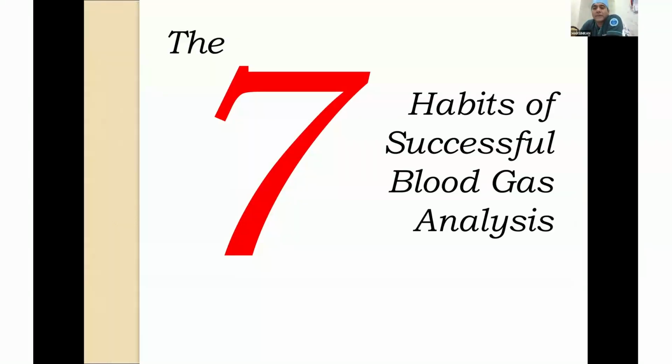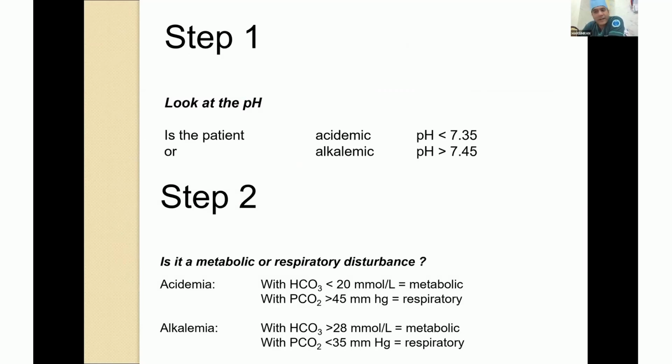Now coming to the interpretation. There are 7 habits of successful blood gas analysis. This is very important when you are interpreting an ABG. First thing, again very important, everybody must know, even doctors and nursing staff, is to look at 3 values. The most important value is pH. Then look at the bicarbonate and the PCO2 value. If you can take home these 3 values along with the oxygenation, I think the purpose of this presentation will be done.